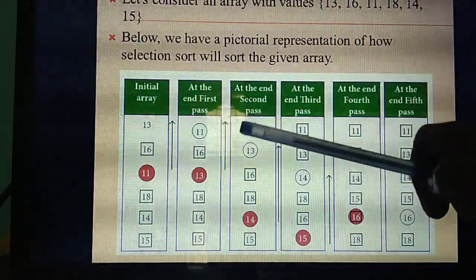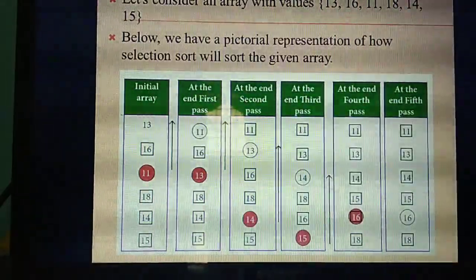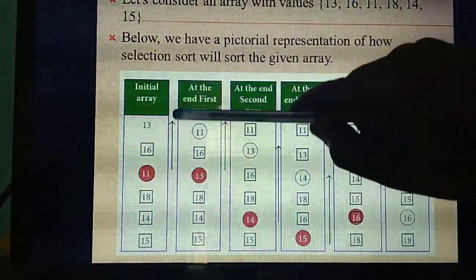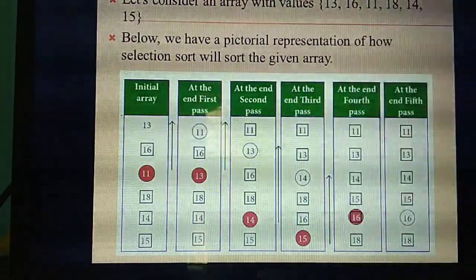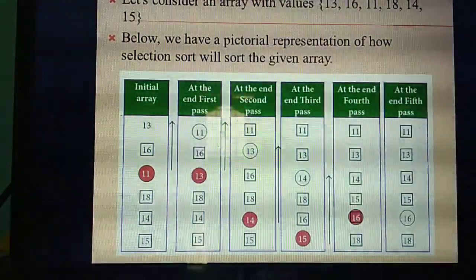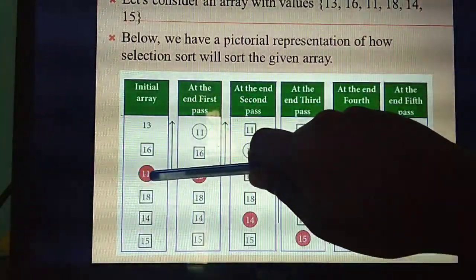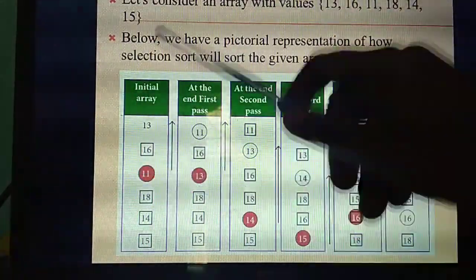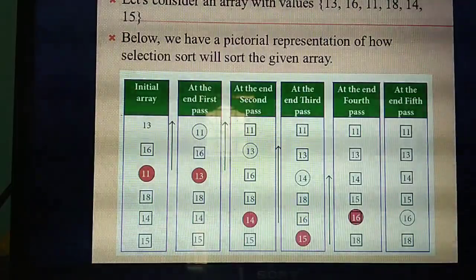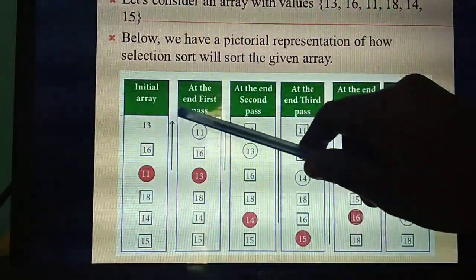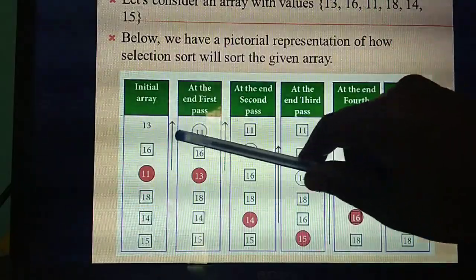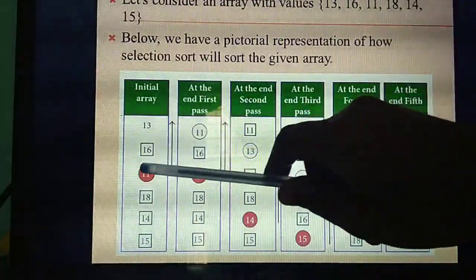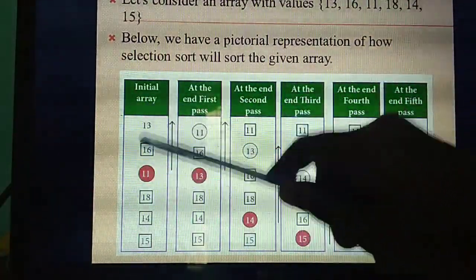Among these, which is the smallest element in the array? 11. You need to draw an arrow mark from the place you are sorting from. So you need to shift this 11 to the first position. Whichever element you are shifting, you need to shade that place with a pencil. Now I am shifting 11 to the first place and shifting the first element to that place. So 11 moves to the first place, then the first element comes to this place.